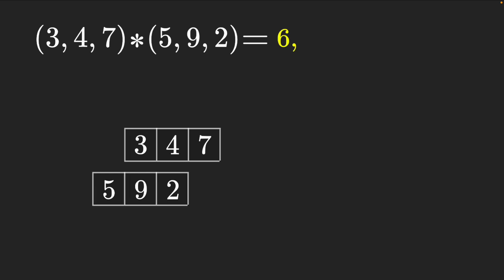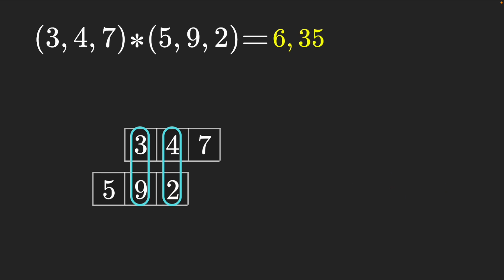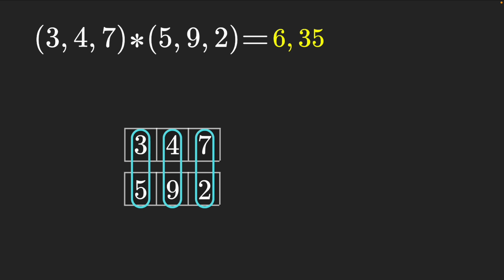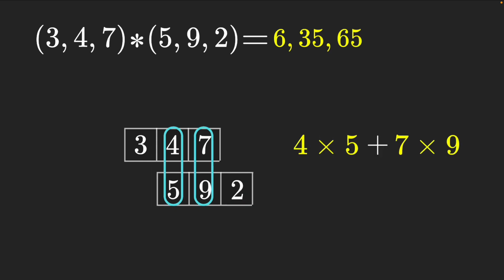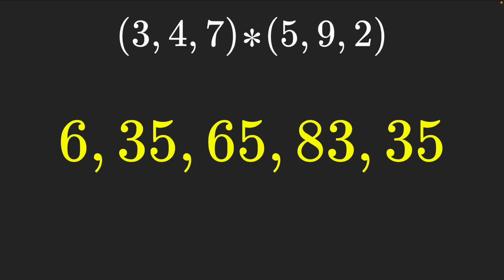The next thing we do is we shift the array 1 over to the right and take the sum of the product of the aligned terms, which gives us 3 times 9 plus 4 times 2, which gives us 35. And we keep doing this until we finish our set, or the answer. And we get our final set as 6, 35, 65, 83, and 35. And this is indeed the convolution of 347 and 592. Now notice how the answer set is 5 elements, and the input set is only 3 elements.